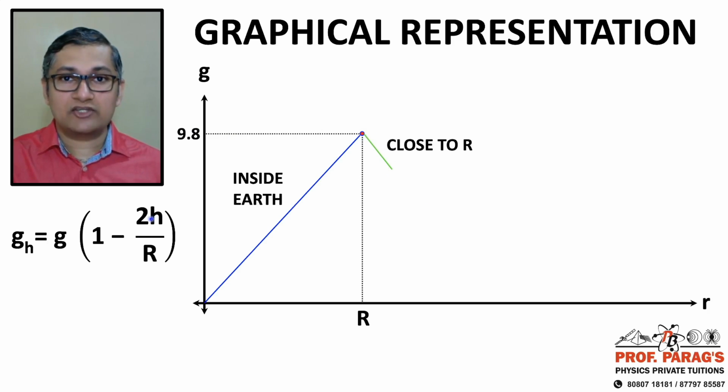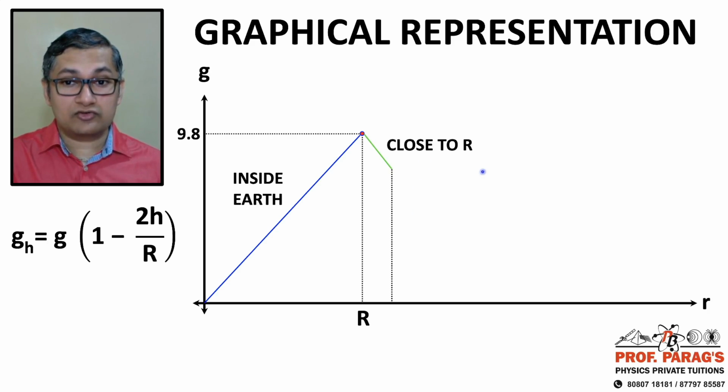Okay, so check the equation. The equation says it is going to be small g brackets 1 minus 2h upon R raised to 1. Again the degree is 1. The degree for the distance is 1. Capital R is a constant. It is the small h which is a variable, and the degree is 1. So again it's going to be a straight line. But this is, as I said, only for very close to the surface of Earth.